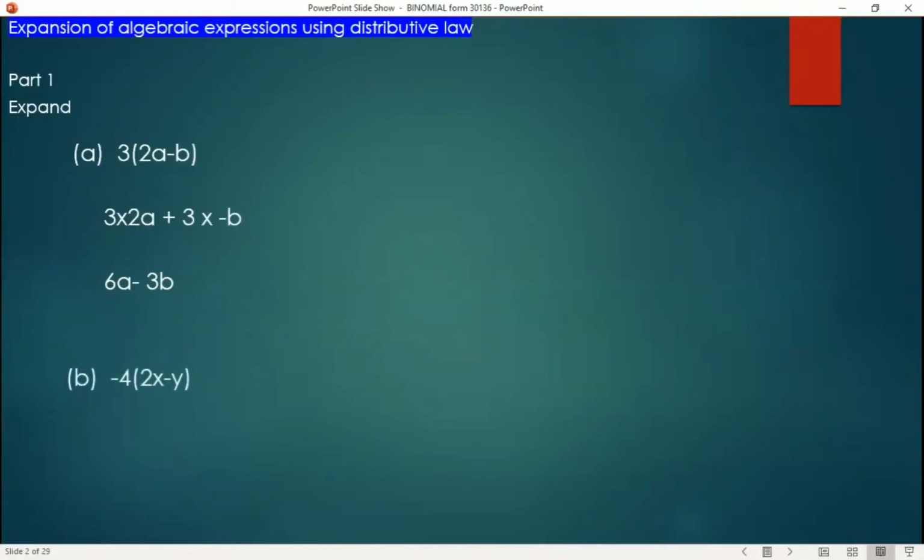Next example, minus 4 multiplied by (2x minus y): minus 4 times 2x plus minus 4 times minus y. So you have minus 8x plus 4y.